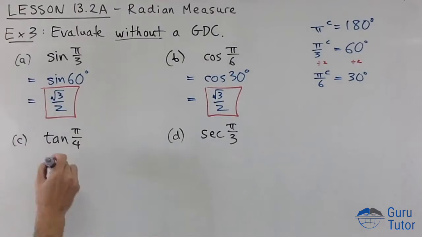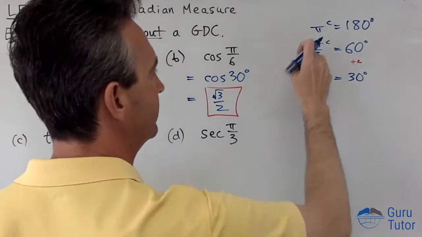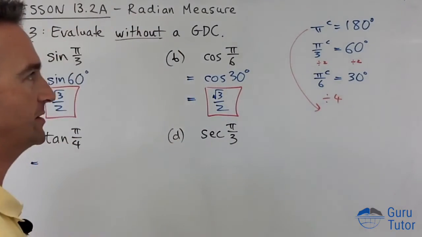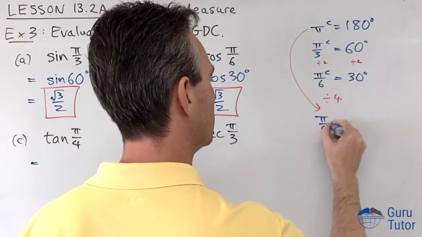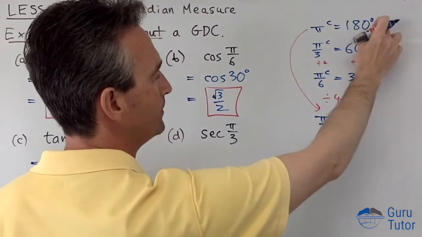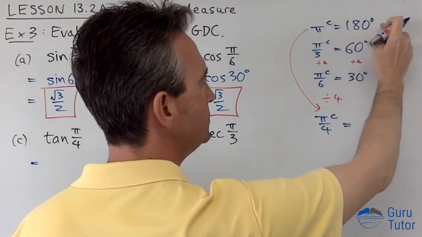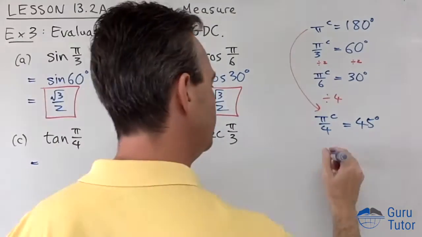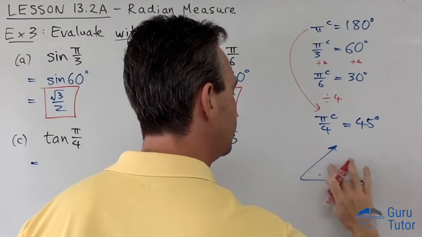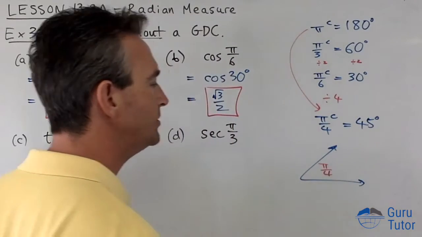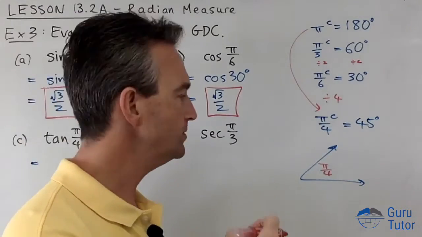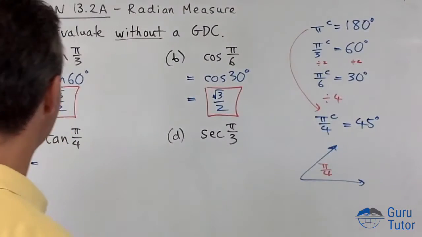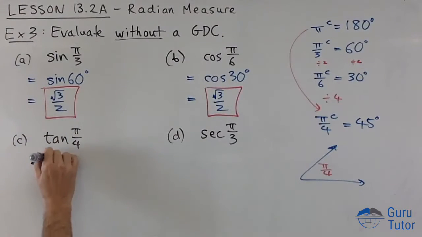Tan pi over 4. What the heck is pi over 4? Well, from here, let's divide both sides by 4. And that's going to tell us that pi over 4 is, and if I divide that by 4, what's that? Well, divided by 2, it's 90. Divided by 2 again, it's 45. So a 45 degree angle, in radians, is pi over 4. Okay, try and remember that as well. Remember, a right angle is pi over 2, 45 degrees is pi over 4, and a straight angle, 180 degrees, is pi. So again, pi over 4 means 45 degrees.